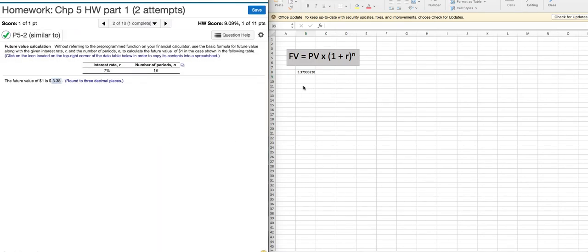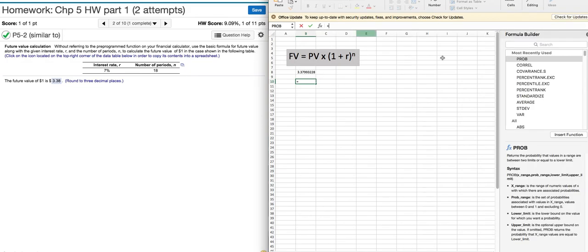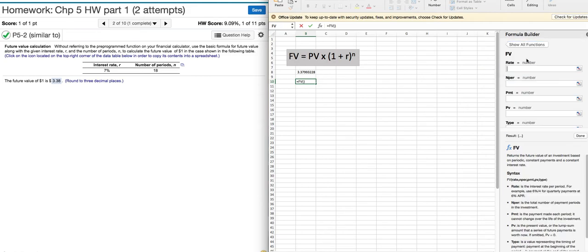Or we could utilize an Excel function, in this case the future value function, and we could utilize the formula builder for that. We search for the future value, FV, and then plug everything in. In this case we have a rate of 0.07. Remember, when we use Excel, we enter interest rates as a decimal. If we were using a time value of money calculator, we would enter it as a percentage. Again, we use a decimal to input rates into Excel formulas. Number of periods is 18, and the present value is $1, and we come up with the same amount, $3.38.